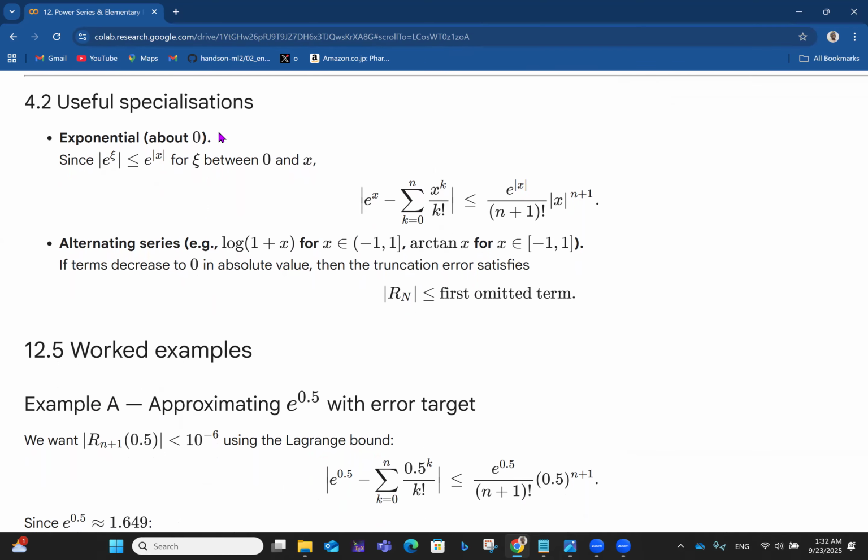So we have the exponential about 0. Since the absolute value of e raised to psi is less than or equal to e raised to the absolute value of x, for psi between 0 and x, we can say that the absolute value of e^x minus the summation from k equals 0 to n of x^k over k factorial is less than or equal to e raised to the absolute value of x over (n plus 1) factorial, times the absolute value of x raised to n plus 1.